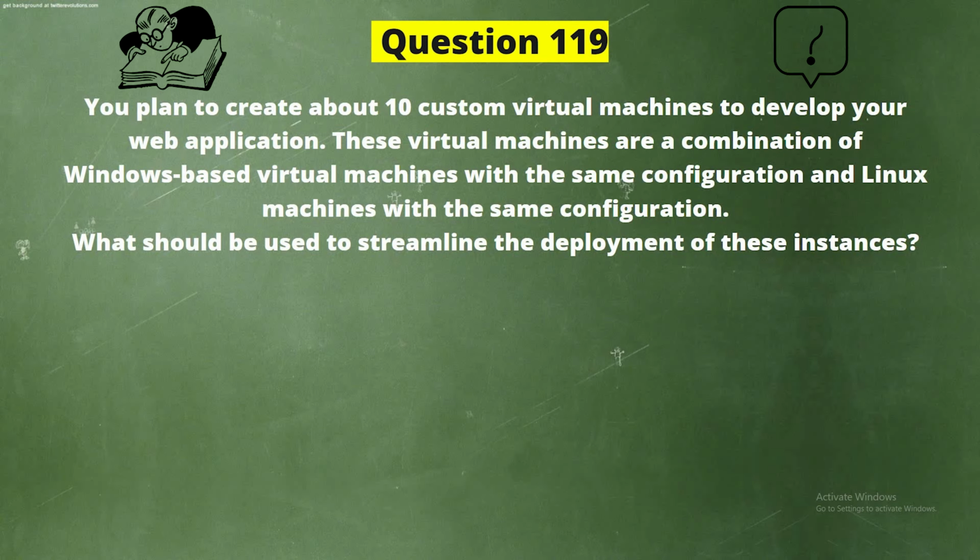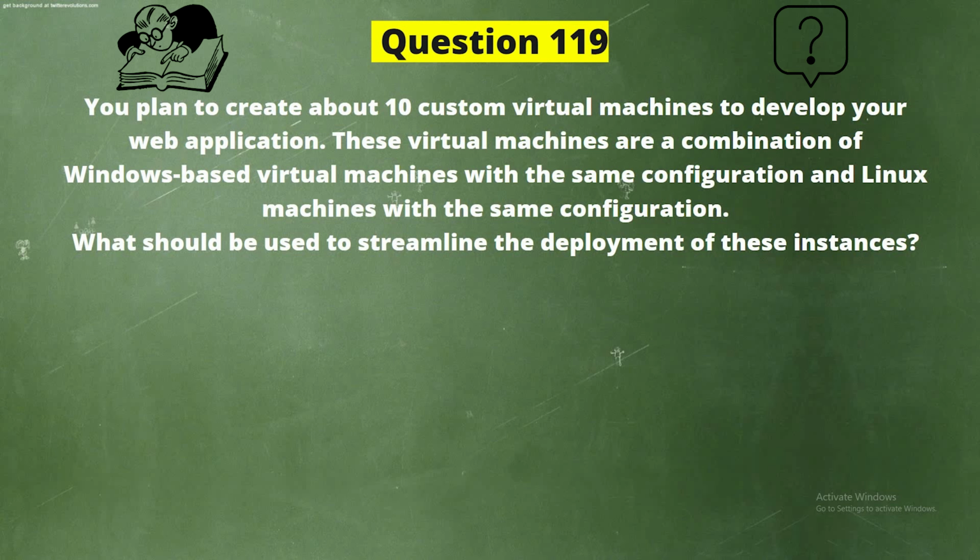Question 119. You plan to create about 10 custom virtual machines to develop your web application. These virtual machines are a combination of Windows-based virtual machines with the same configuration and Linux machines with the same configuration. What should be used to streamline the deployment of these instances?